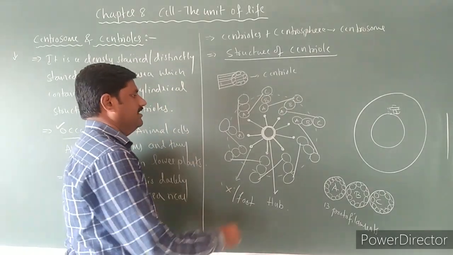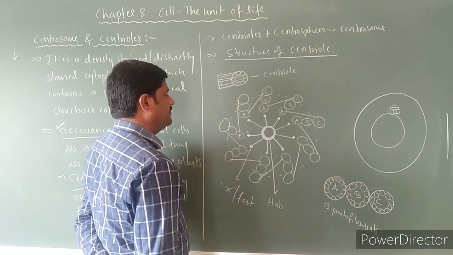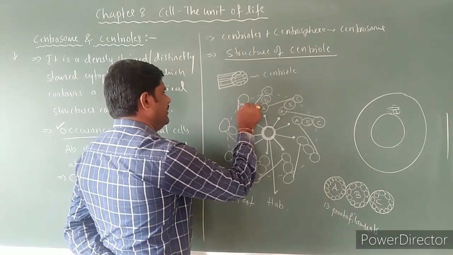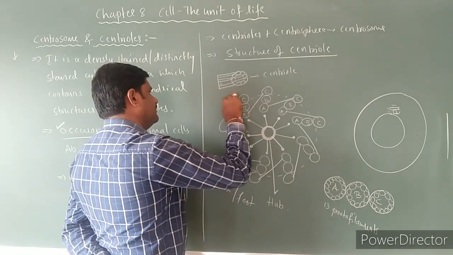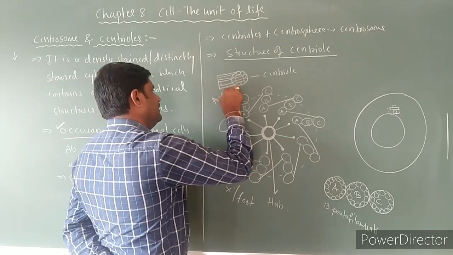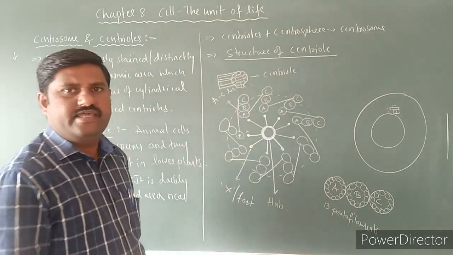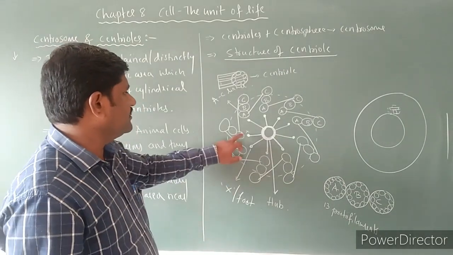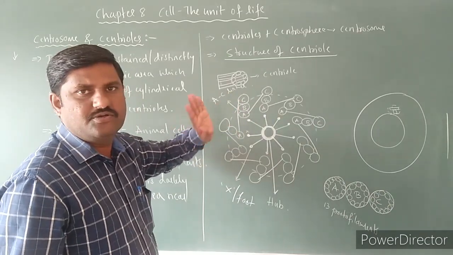See here, this thickening X is connected with the AC linker. What is this? This is C. This is called the AC linker. The structure which connects A to the C is called the AC linker.